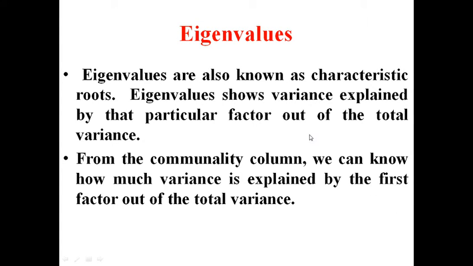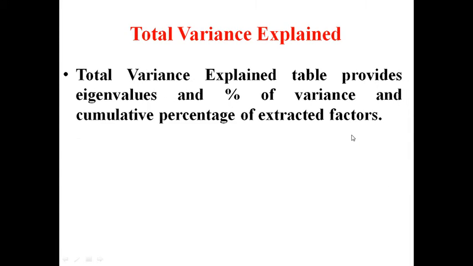So we will consider all the eigenvalues whose values are greater than 1, and how much percentage they explain of the entire concept. It should be greater than 60%. It should be greater than 60%. So if we combine all the factors whose eigenvalue is greater than 1, together they should explain more than 60%.